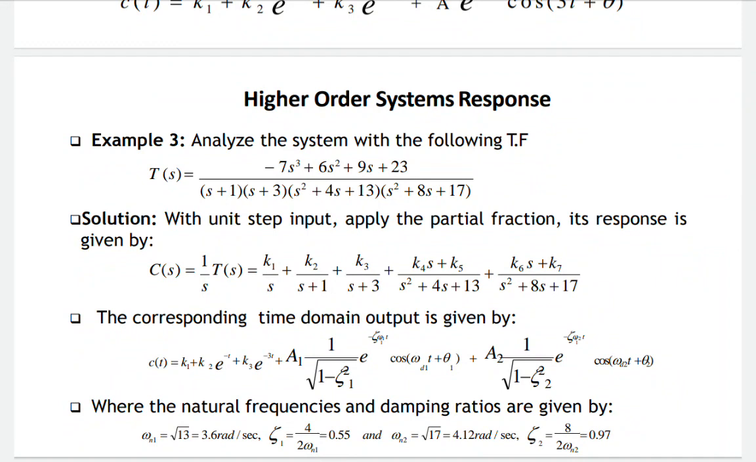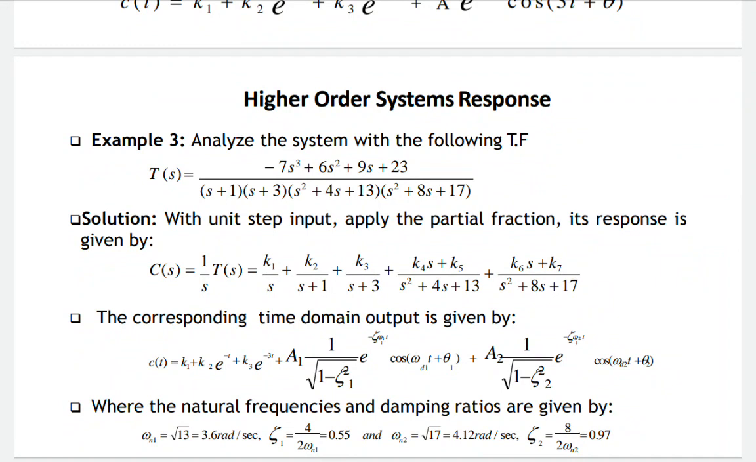And after applying the inverse Laplace transform on both sides, we can generate c of t is equal to k1 plus k2 into exponential of minus t plus k3 into exponential of minus 3t plus a1. a1 is the clubbing of coefficients k4 and k5 respectively, a1 into 1 by root under 1 minus xi1 square, e to the power minus xi1 omega n1 t, cosine of omega d1 t plus theta 1.